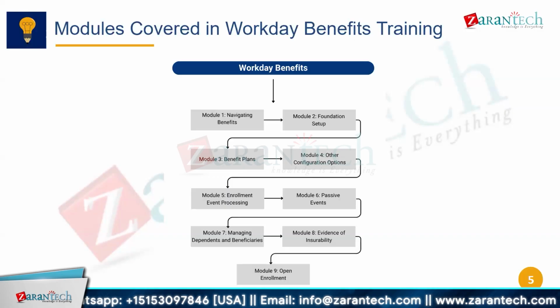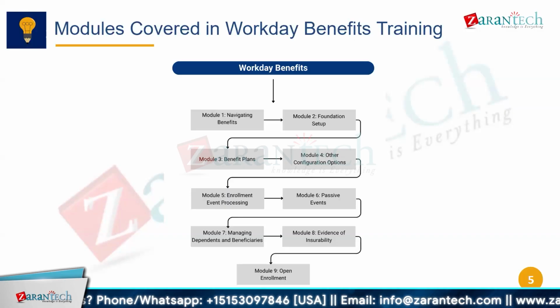Other configuration options: there are different configuration options with respect to automation. One of them is the passive event, so we'll look into that. Apart from that, enrollment event processing. I just briefed you about open enrollment, so how that mainly happens, how we decide the timeline, how things look. As for the passive event I mentioned, if I want to do any event automatically, how is that achieved? What are the different scenarios in which a passive event comes into the picture?